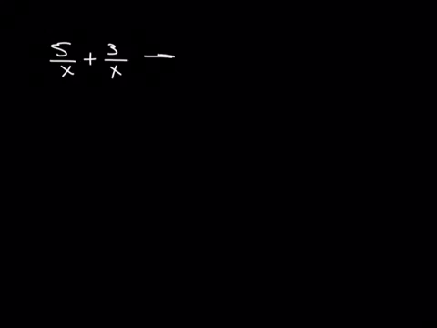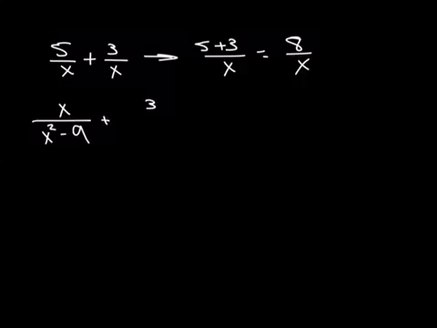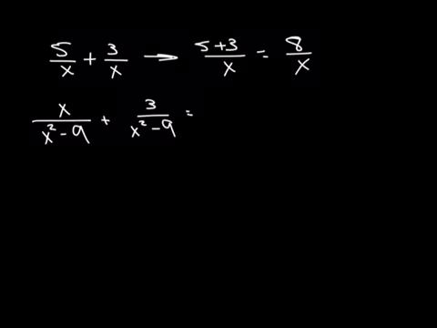Well, the same is true when I have things like example 1. I cannot add these unless my denominators are the same. So when they are, I just take my numerators and add them and put them over the denominator and get 8 over x. When I have one like example 2 where I have x over x squared minus 9 plus 3 over x squared minus 9, I add these together.